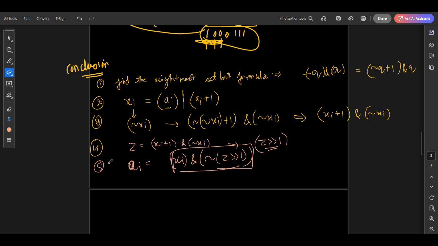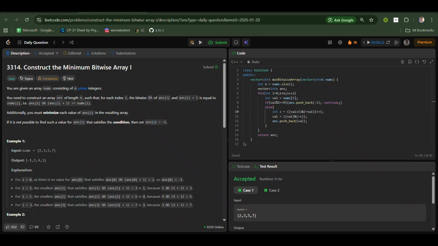And the first observation that we made is that if xi percent 2 is equal to 0, that means xi is even, then we will take -1 as our final answer. So this whole value is only for odd values. These whole operations. So let me show you the code part.